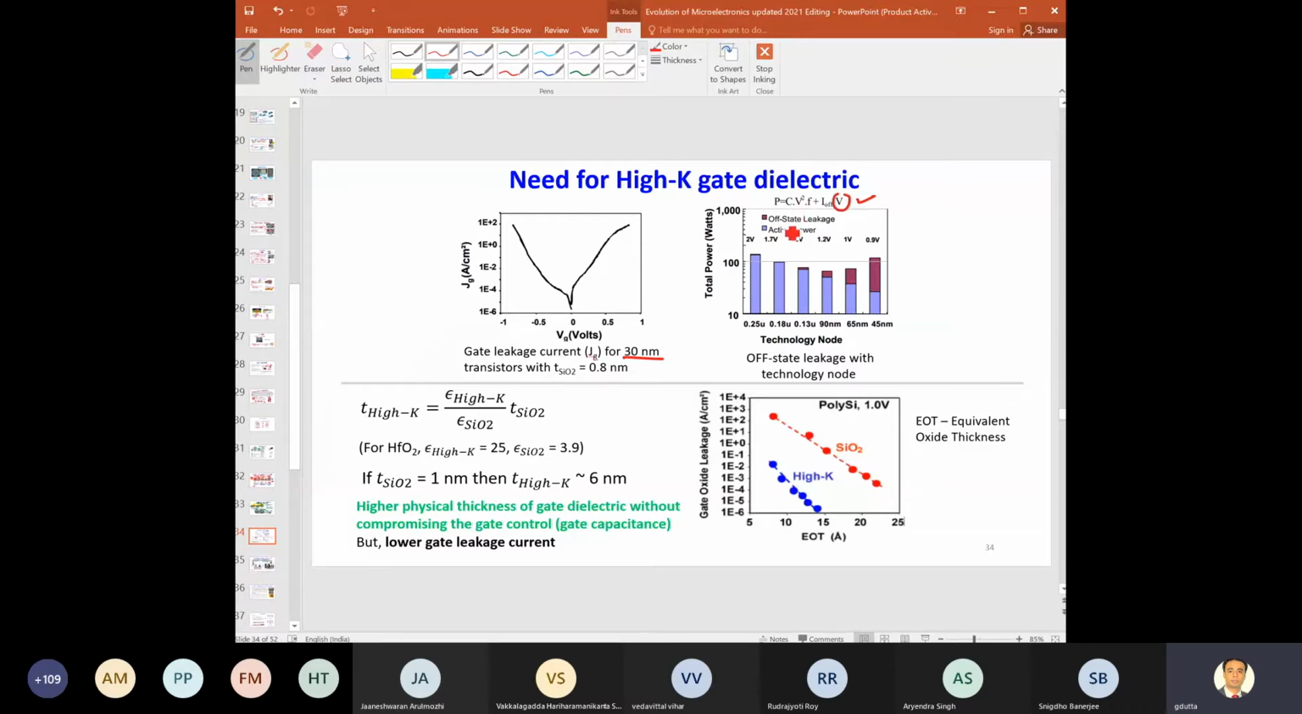You can see this is the active power dissipation, and this is the off state leakage current power. So you can follow these two colors, this color and this color. At 250 nanometer technology, almost all the power was dissipated due to the active power. Leakage power dissipation was very low, right?